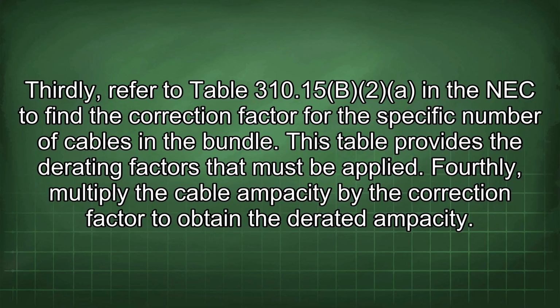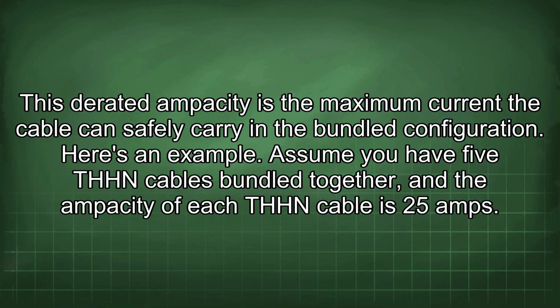Thirdly, refer to Table 310.15(B)(2) in the NEC to find the correction factor for the specific number of cables in a bundle. This table provides the derating factors that must be applied. Fourthly, multiply the cable ampacity by the correction factor to obtain the derated ampacity. This derated ampacity is the maximum current the cable can safely carry in a bundled configuration.